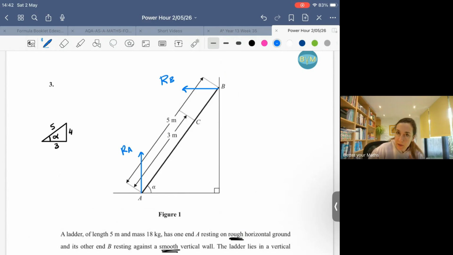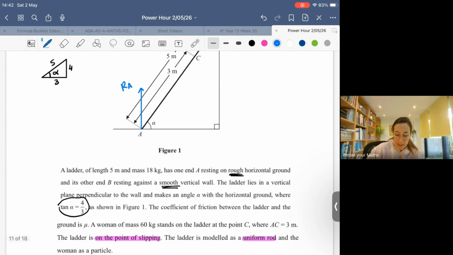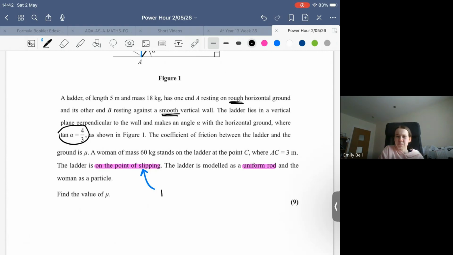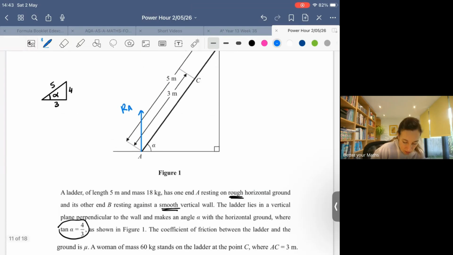To the left, the friction, or to the right? It's slipping down, isn't it? Oh, no, sorry, to the right. It is on the point of slipping, so what does that mean? Emily, what does that mean? That the friction is maximum. Exactly. So friction is maximum, so I can say that this is mu R, and that's going to happen in all the questions. So Fraser, you were saying that this is to the right because it's on the point of slipping, and if it slips, it will slip to the left. Two more forces.